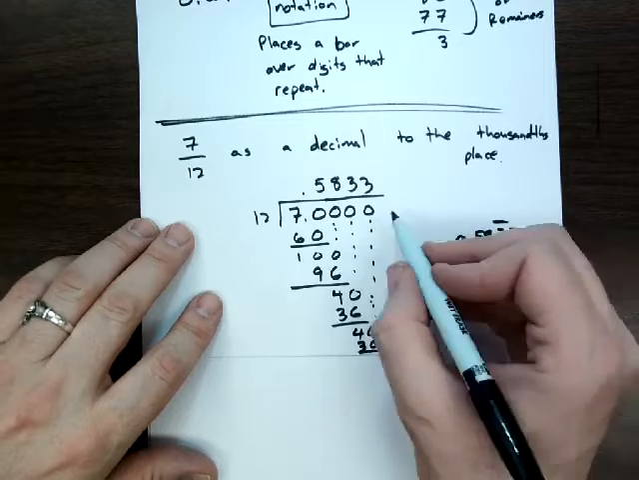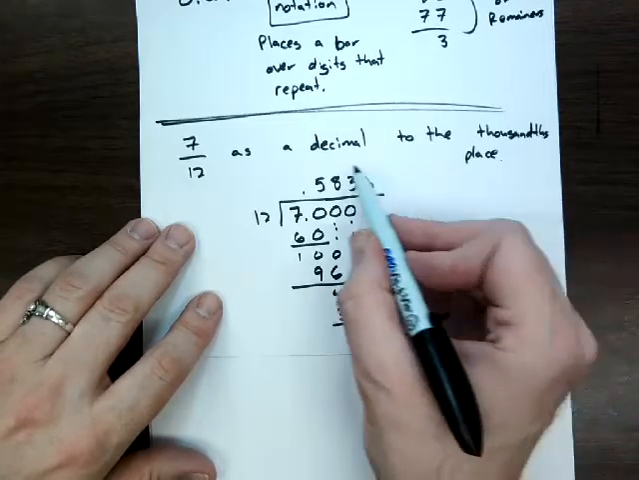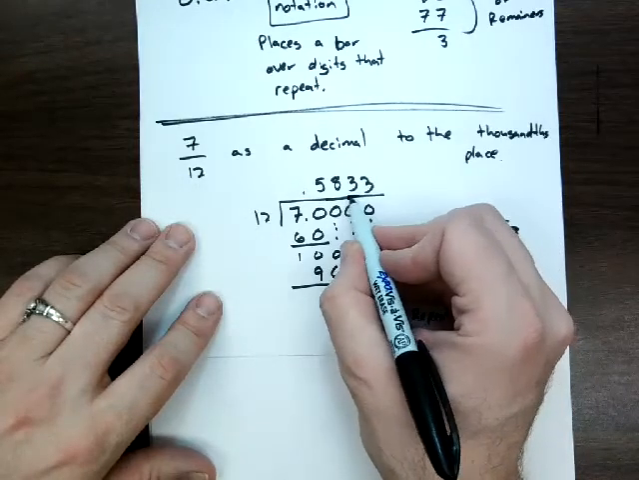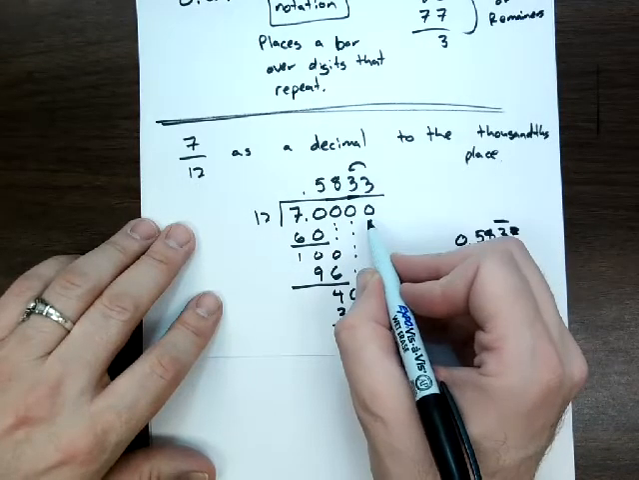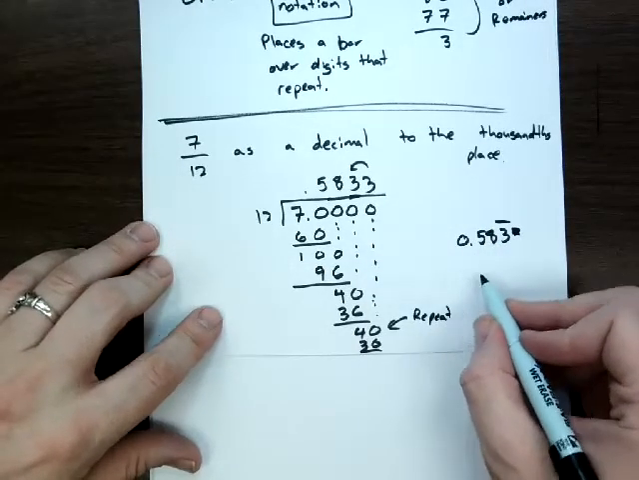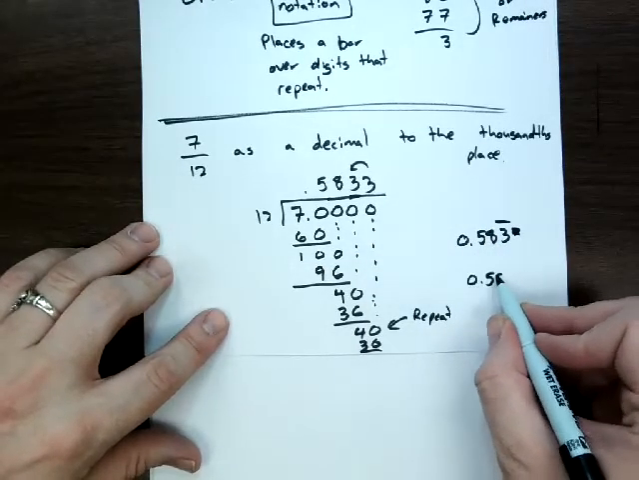But if I were continuing this on, notice my instructions say as a decimal to the thousandth place, I need to round to this place value. So as a decimal to the thousandth place, this is just going to be 0.583.